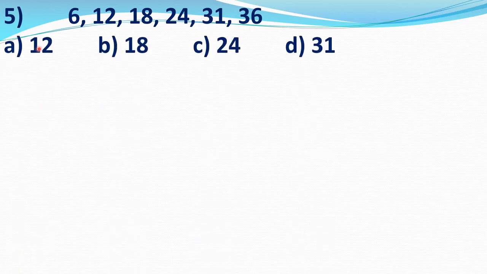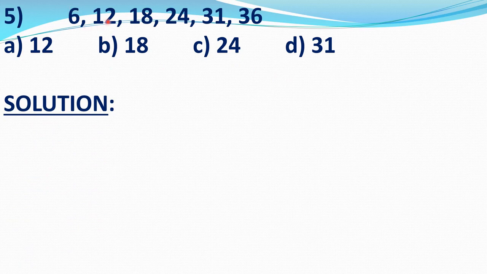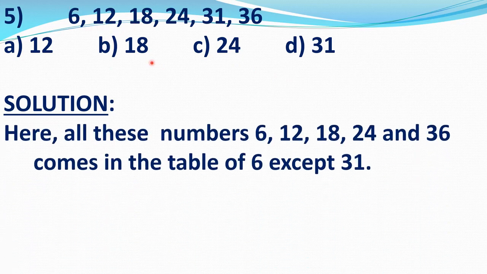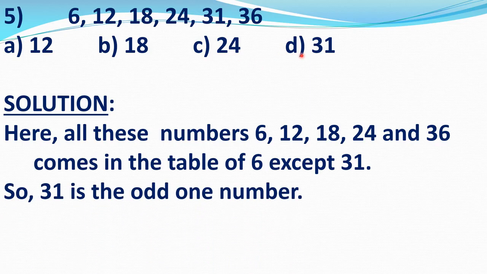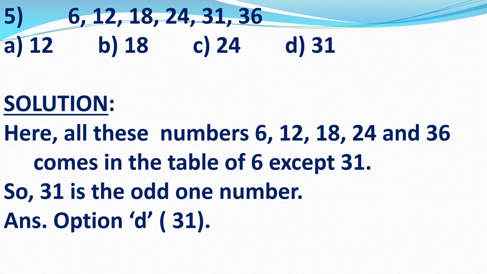Now in question number 5, 6, 12, 18, 24, 31 and 36. Options are A 12, B 18, C 24 and D 31. Here you can see that all these numbers come in the table of 6 except 31. 31 को छोड़कर बेटा सभी नंबर जो हैं ये हमारे 6 की टेबल में आते हैं. Okay, so option number D is correct, because in D it is given 31. So 31 is the odd one. Option D, 31 is correct.